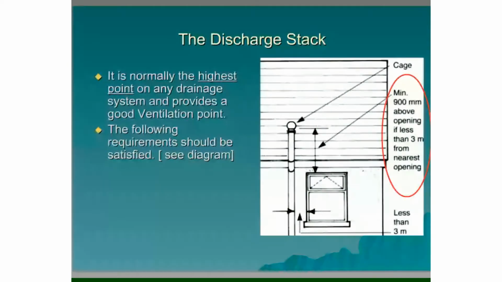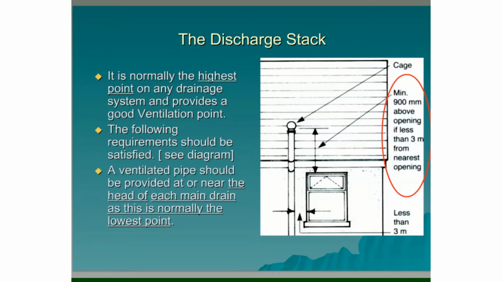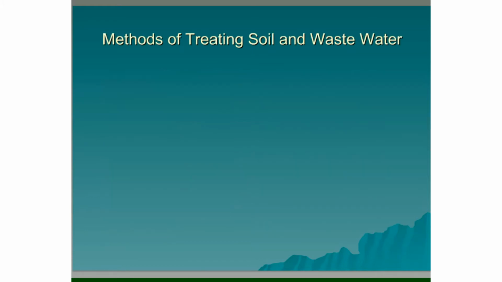So if the discharge stack or the vent stack is within 3 meters of the nearest opening, then the vent stack has to be at least 900 millimeters above that opening. A ventilated pipe should be provided at or near the head of each main drain also, as this is normally the lowest point in the drainage system.